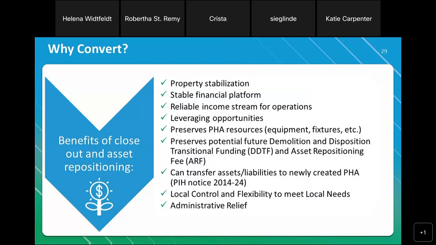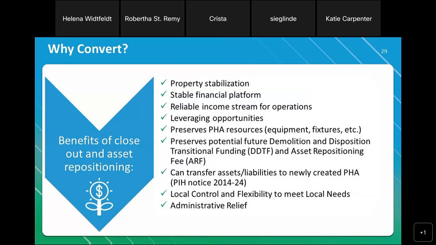Sometimes we ask, why do we convert, and what benefits will closing out asset repositioning provide? The property can be stabilized. You can have a stable financial platform going through asset repositioning, guaranteed funding. I told you that the HAP contracts can go up to 20 years and they can be renewed. A reliable income stream for operations is something that you can count and budget on.